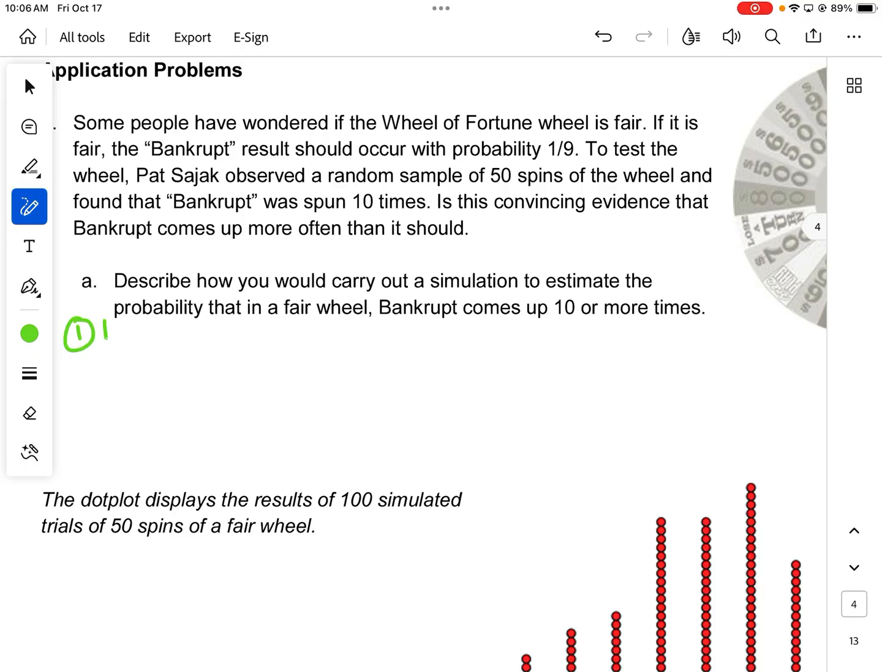So number 1 is label. We've got to determine what's going to be considered bankrupt and what's going to be considered not bankrupt. I'm going to use a random number generator on this one. I'm going to say that 1 is going to be bankrupt. It's 1 out of the 9 that are bankrupt, so I will do 2 through 9 as not bankrupt. That'll simulate what the actual is.